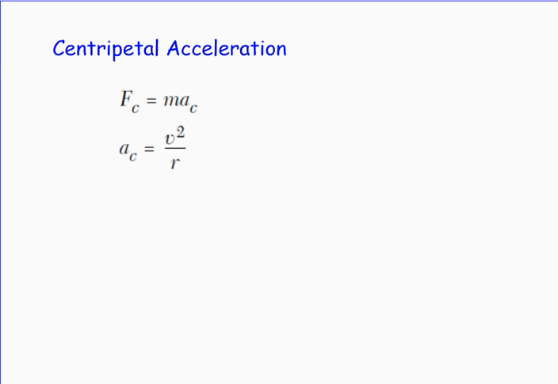The two equations that we're using are Fc equals mac, centripetal force is equal to mass times centripetal acceleration, and ac equals v squared over r. Centripetal acceleration is equal to the velocity squared divided by the radius.